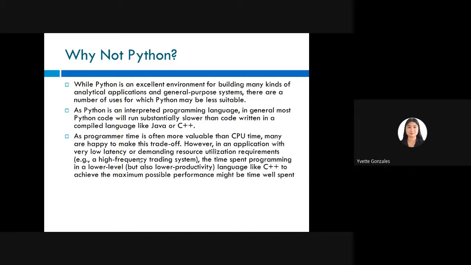Okay. So while Python is an excellent environment for building many kinds of analytic applications and general purpose systems, there are a number of uses for which Python may be less suitable. As Python is an interpreted programming language, in general most Python code will run substantially slower than code written in a compiled language like Java or C++. As a programmer, time is often more valuable than CPU time, and many are happy to make this trade-off. However, in applications with very low latency or demanding resource utilization requirements, the time spent programming in a lower-level but also lower-productivity language like C++ to achieve the maximum possible performance might be time well spent.